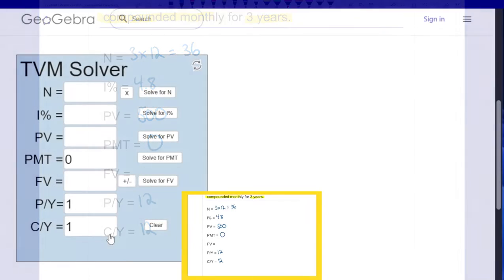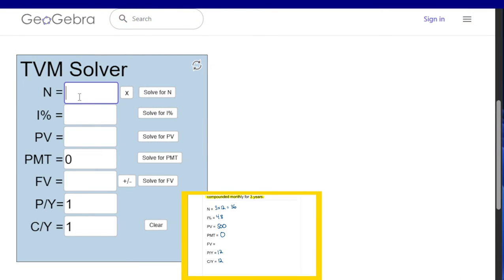So if we go to our TVM solver and we enter the same thing, I'm gonna bring my keyboard over. So N is 36, our I% is 4.8, our present value is 500, PMT is 0, compounding periods is 12, and make that 12 as well. And what we do is we just click on solve for future value. So in this case, our future value is negative 577.28.